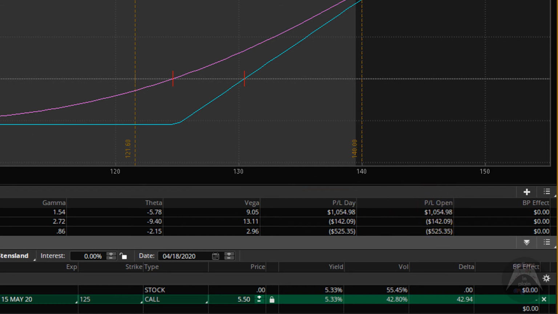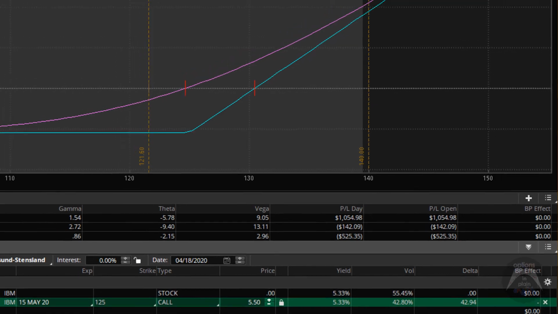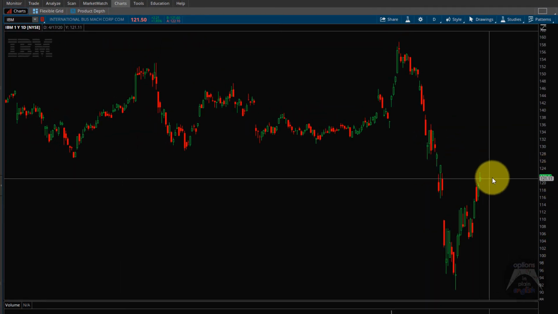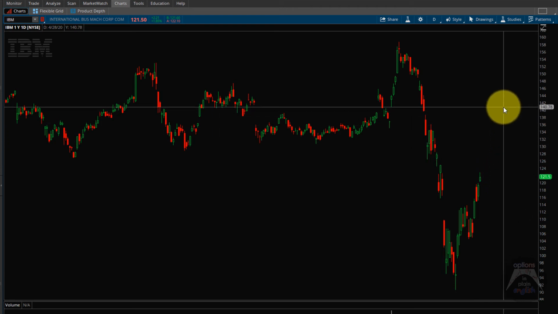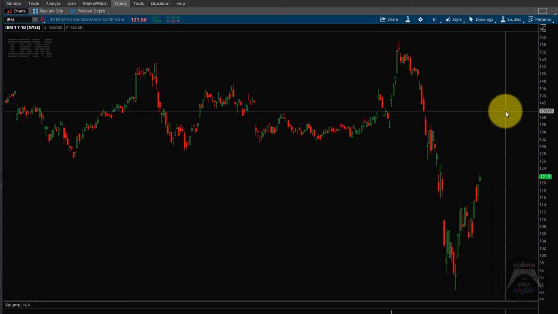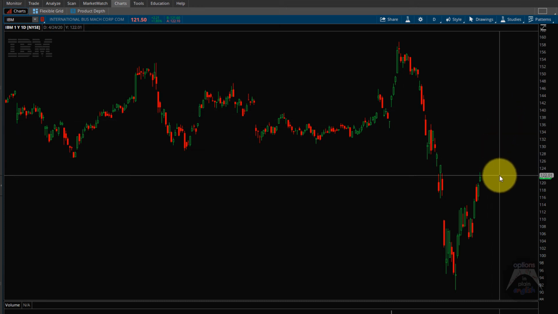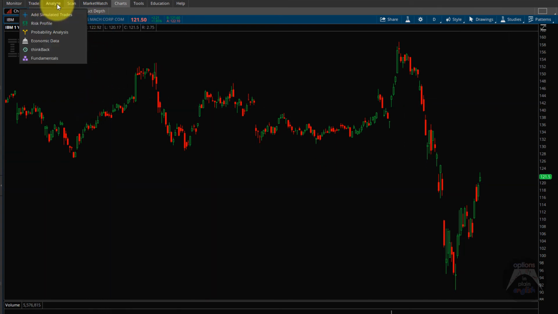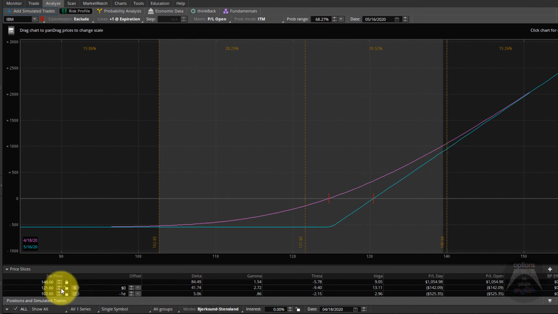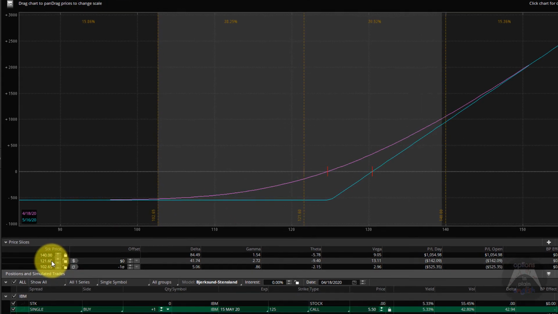Of course, this was a pretty substantial move. So if we look at the chart, we are at 121, and we are simulating the price going to 140. So if it goes up to here, with $550, you would be making $1,050. Okay.